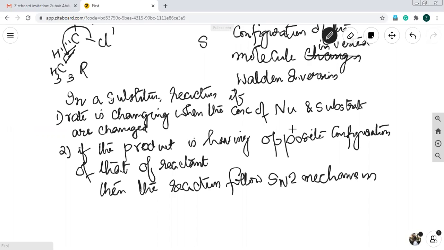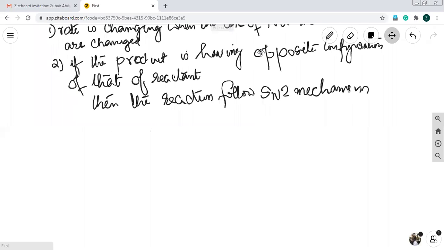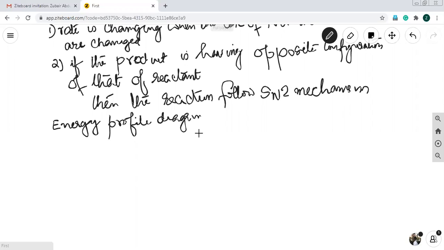Okay, now let us see how the energy changes in the molecule. So we will see the energy profile diagram of the reaction. How does the energy change in the molecule with time? So you are starting the reaction, and your starting material has an energy. This is the energy level of the starting reactant.